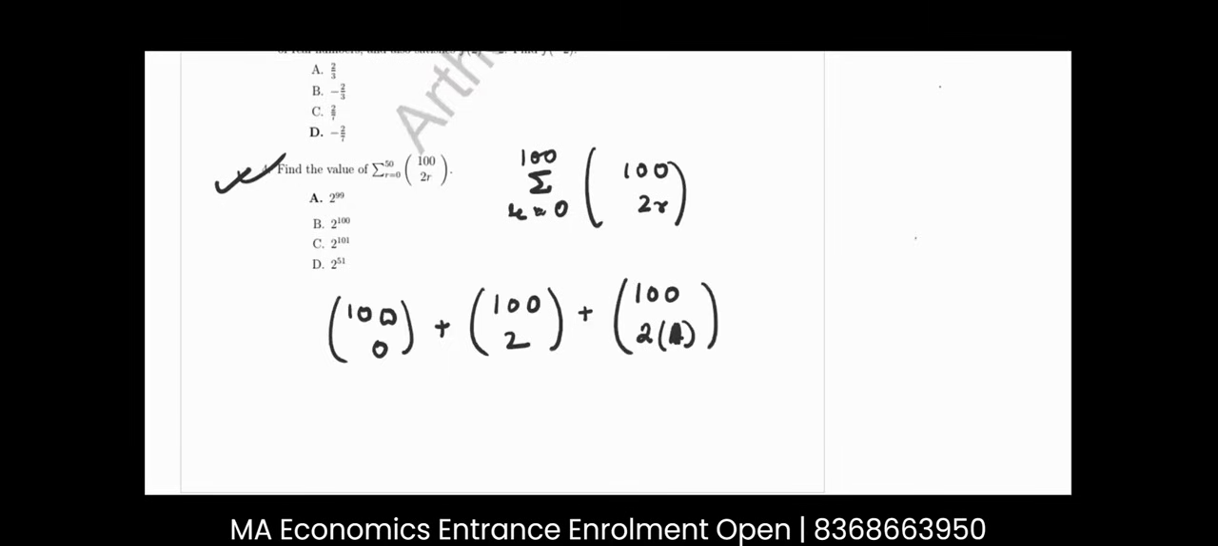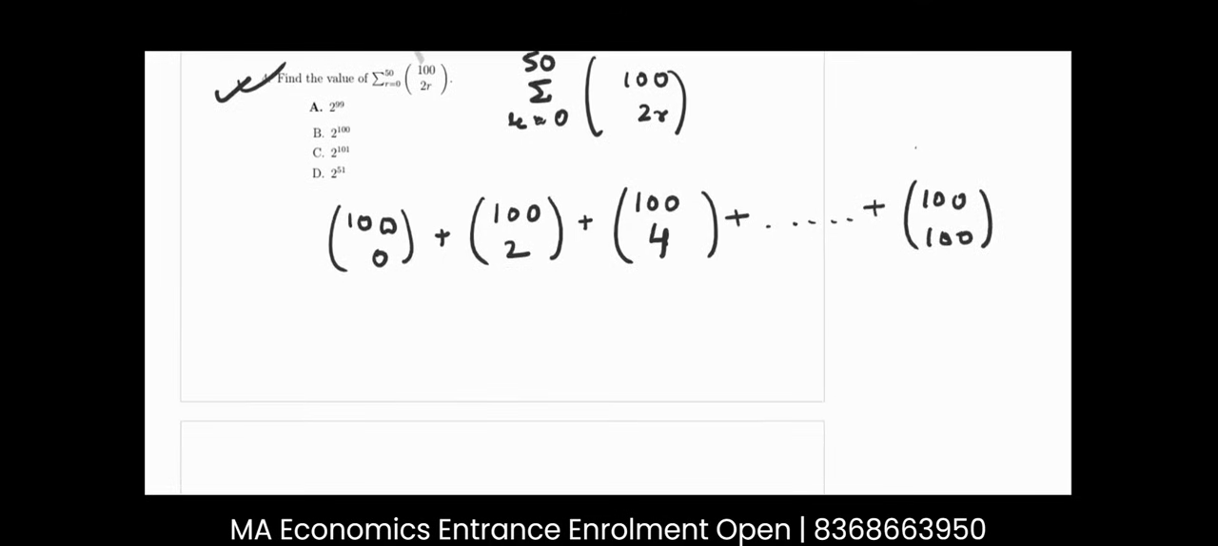2 into 0 is 0. Let me put r equal to 1. So I'll get 102. Let me put r equal to 2. So I will get 100, 2 into 2, which will be 4. And so on. If I keep doing that, finally I will put 50. So I will get 100, 2 into 50, which will be 100.